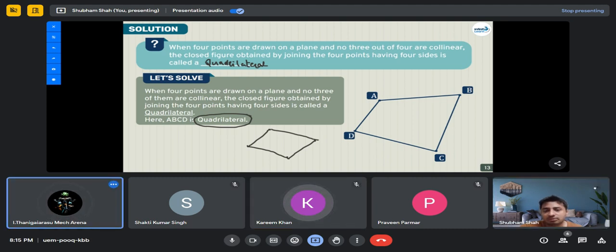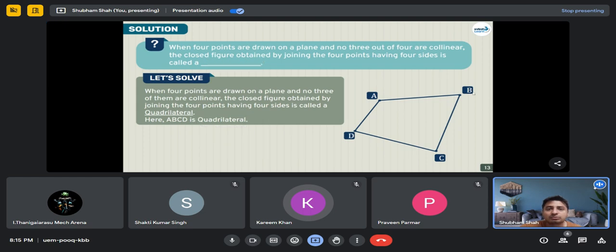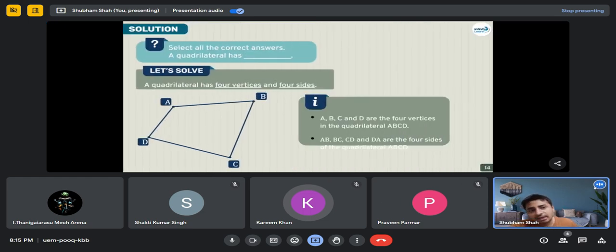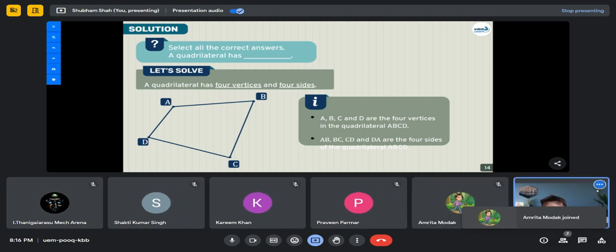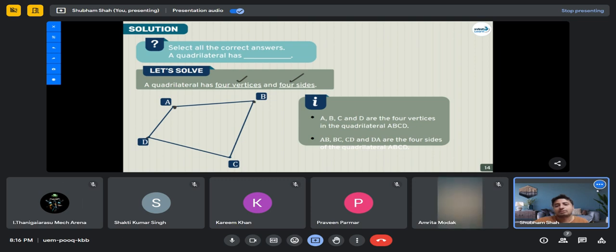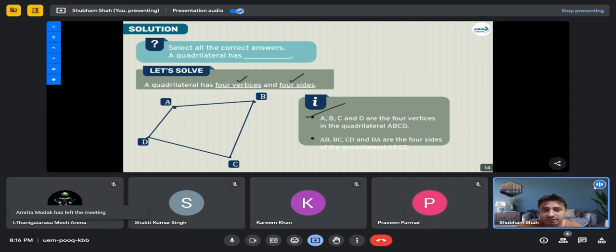Okay, good. Now question number two. A quadrilateral has four sides and four vertices. Four vertices means these are the vertices. So write down this question also. A quadrilateral has four sides and four vertices. Clear? Where A, B, C, D are the vertices and AB, BC, CD and DA are the four sides. Note down this question in your copy.